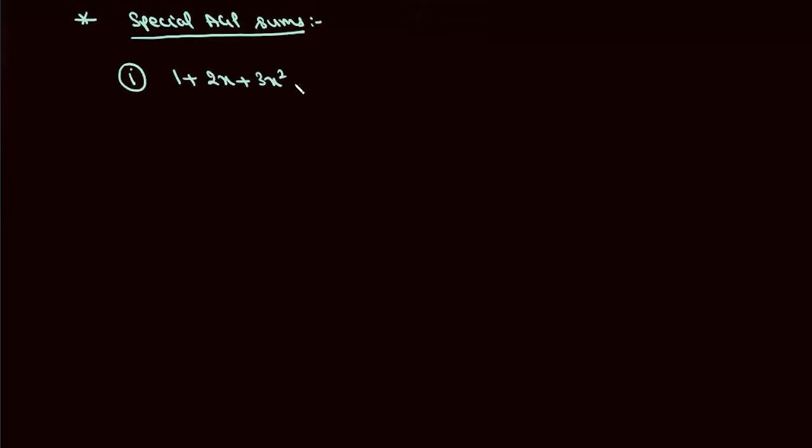Now there are some special AGP sums which we must keep in mind to save time and effort. So the first special AGP sum is 1 plus 2x plus 3x square up to n x to the power n minus 1.